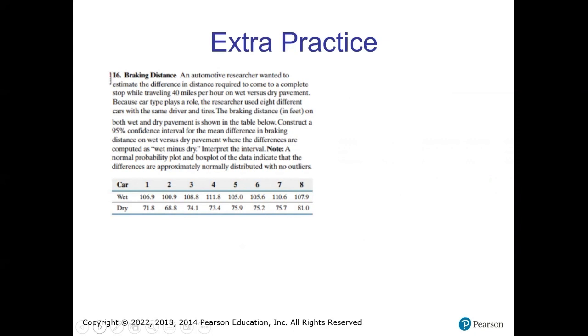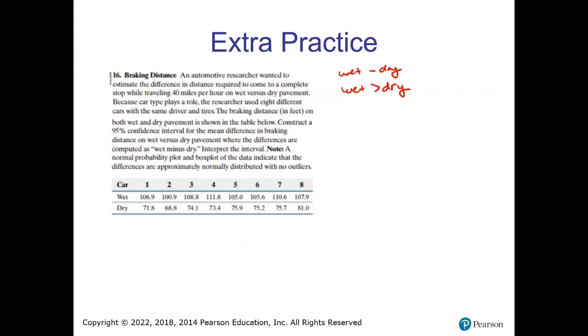Construct a 95% confidence interval for the mean difference in braking distance on wet versus dry pavement, where differences are calculated as wet minus dry. Interpret the interval, and note that a normal probability plot says this is normal. We are doing wet minus dry, and one would assume that it would take longer to stop on wet than on dry.